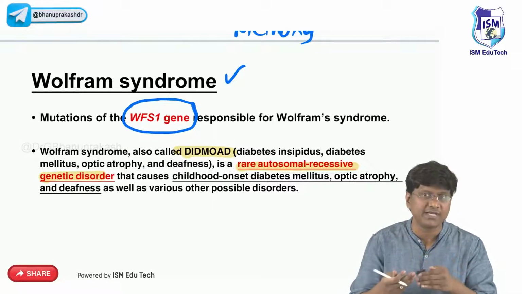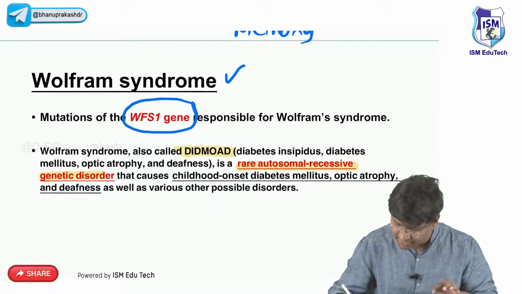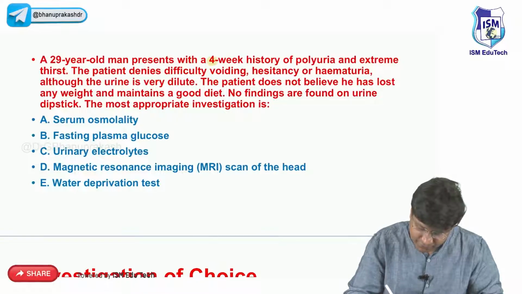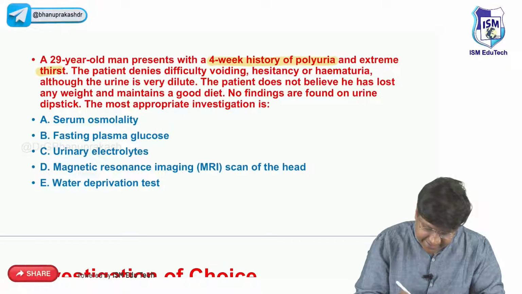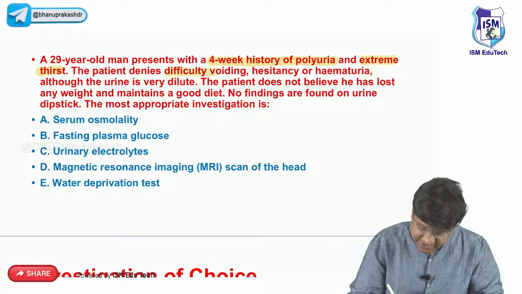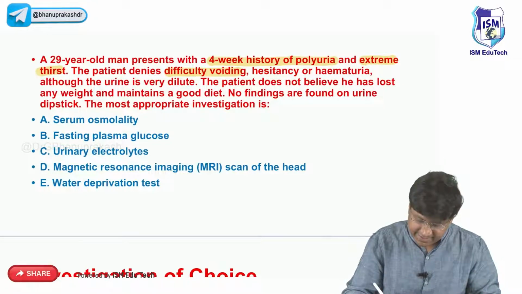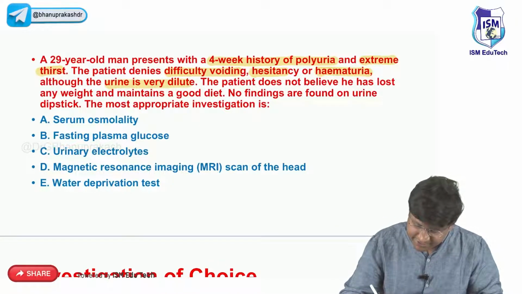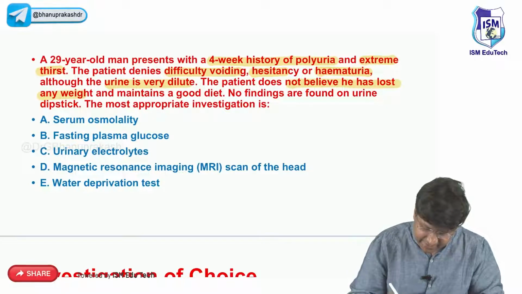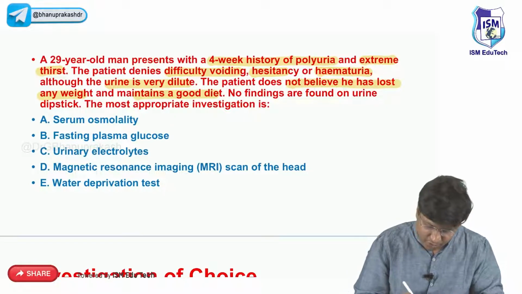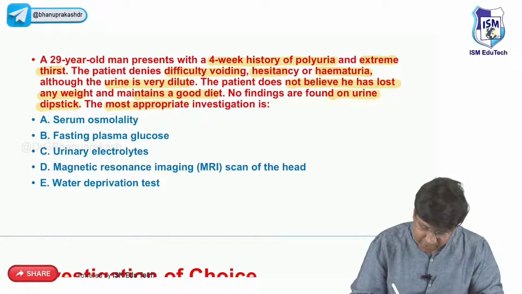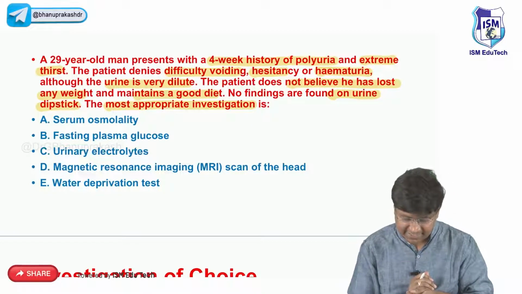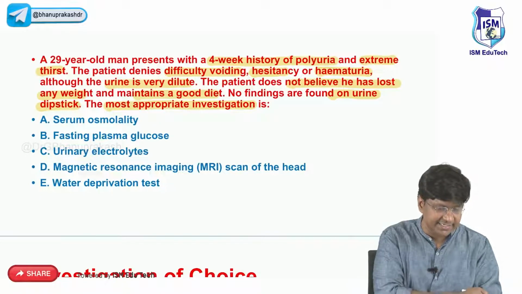Okay. Now, how do you work up diabetes insipidus? Let me just show you a question. A 29-year-old man presents with a 4-week history of polyuria and extreme thirst. The patient denies difficulty in voiding, hesitancy or hematuria, although the urine is very dilute. The patient does not believe he has lost any weight and maintains a good diet. No findings are found on urine dipstick. The most appropriate investigation is: serum osmolality, fasting plasma glucose, urine electrolytes, MRI scan of the head, or water deprivation test. So what do you think is the correct answer in this question?